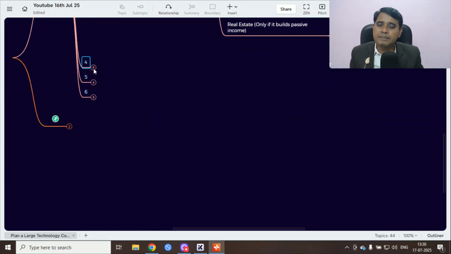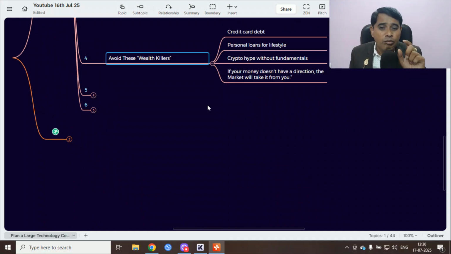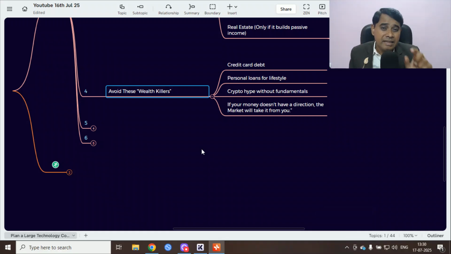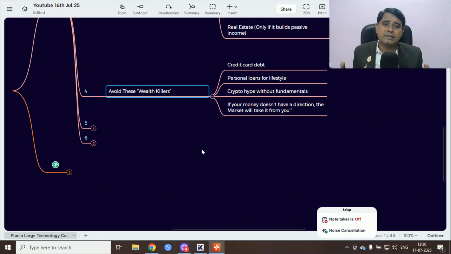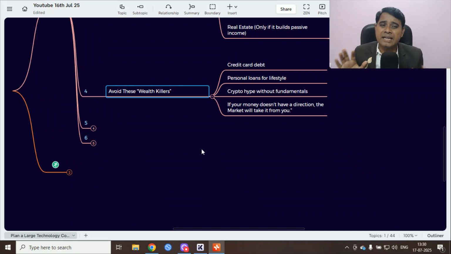And the fourth parameter for how you are going to evaluate these things is to avoid wealth killers. What are wealth killers? Wealth killers is credit card debt. Credit card debt is the most problematic situation nowadays because 99% of people are carrying credit card outstandings nowadays. This is the fact.